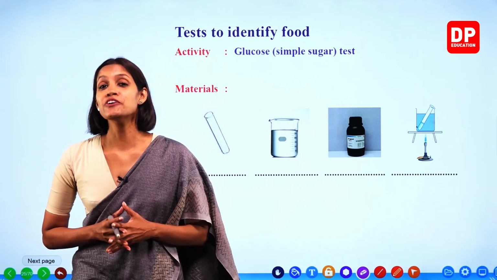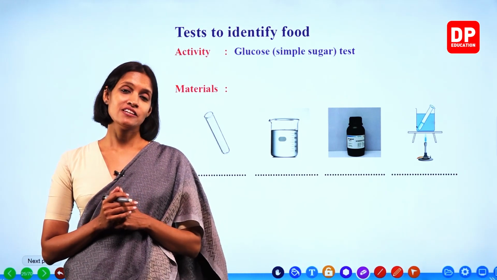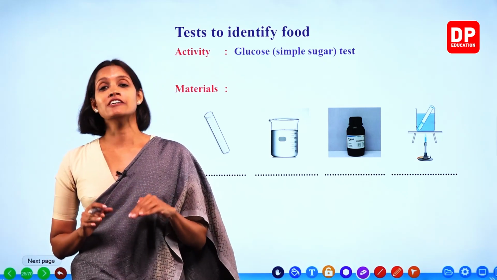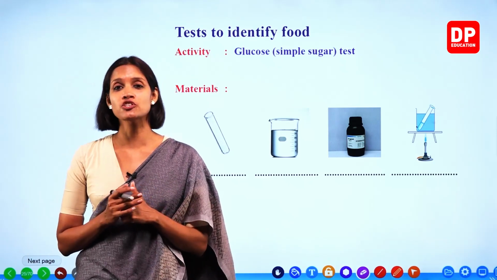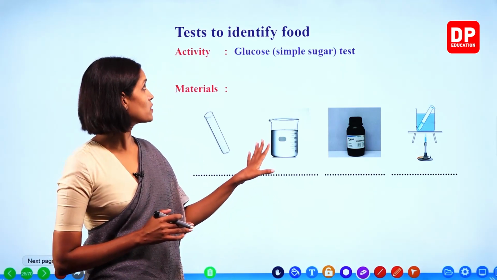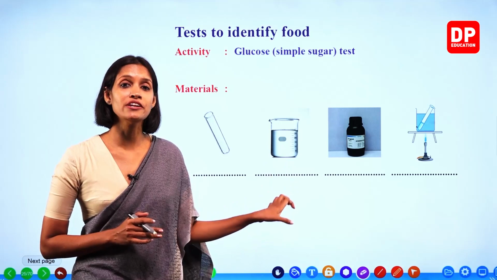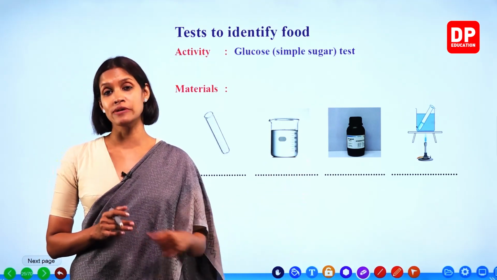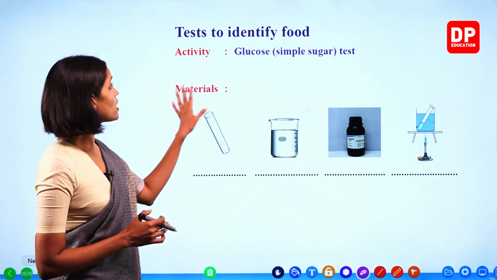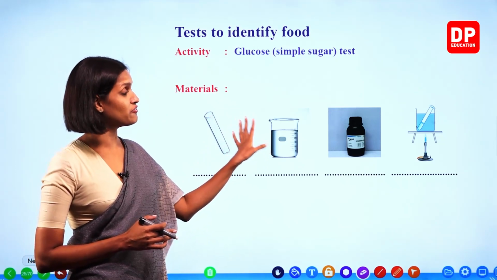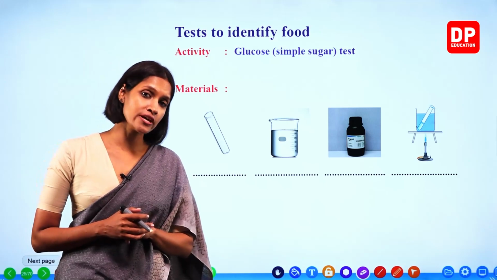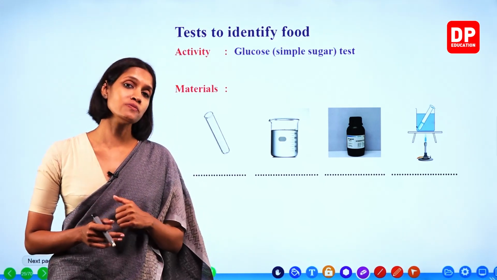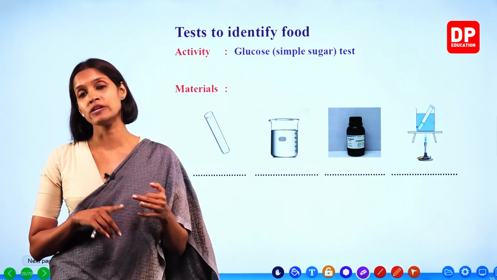Right, children, we are going to start the second chapter of this lesson. So you remember what we learned in the first chapter. We learned about different types of nutrients and their functions too. So in this chapter, we are going to learn how to identify different nutrients experimentally. Right? Tests to identify food. So there are different types of nutrients. By using different types of tests, we can identify specifically carbohydrates, proteins and lipids.